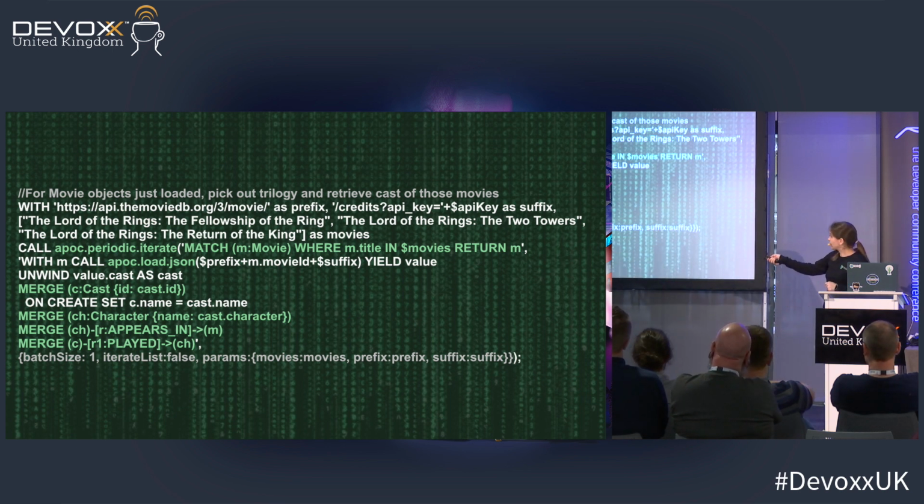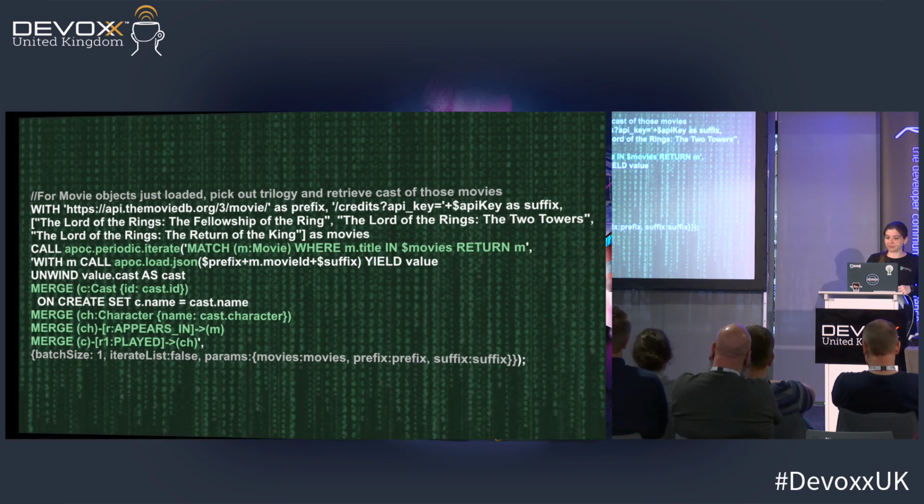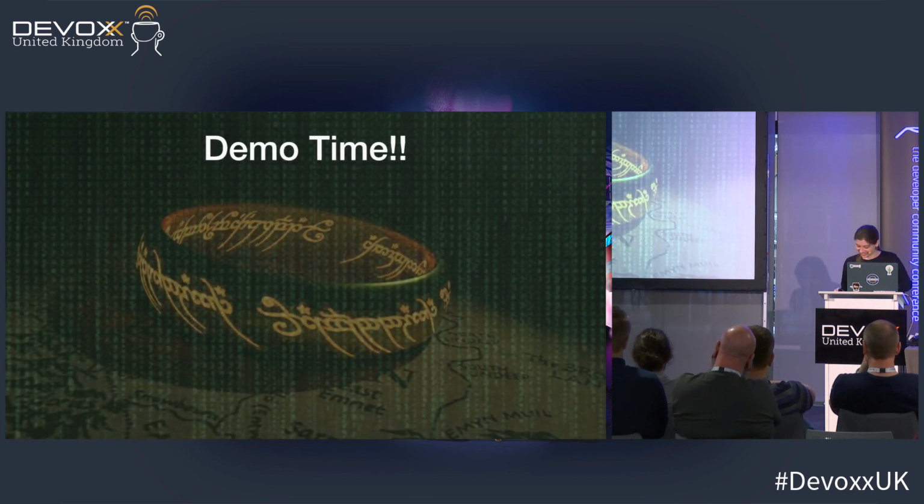And then again, I'm going to create cast members, and then create characters, and then set up the relationship. So a character will appear in a movie, and a cast member will play a character. So that's my overall data model. Demo time. This is the best part.